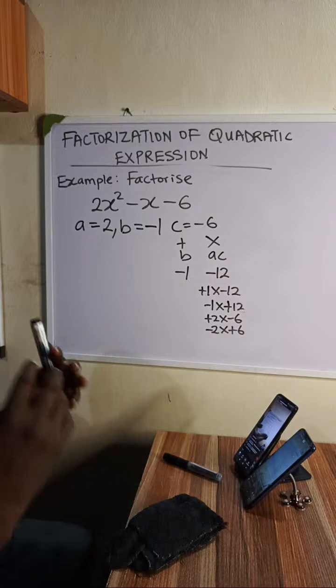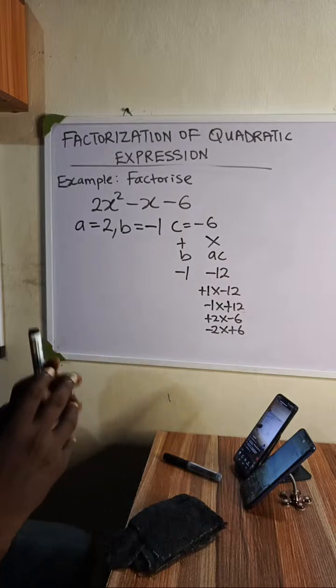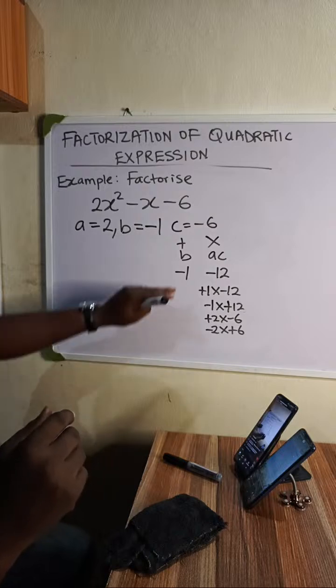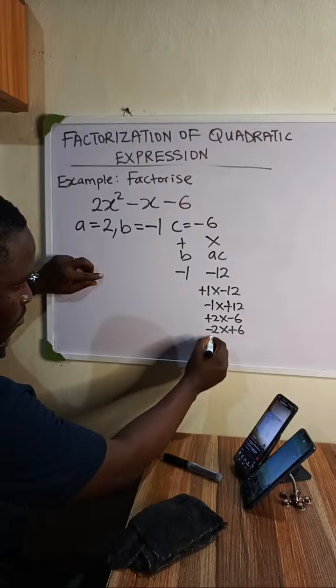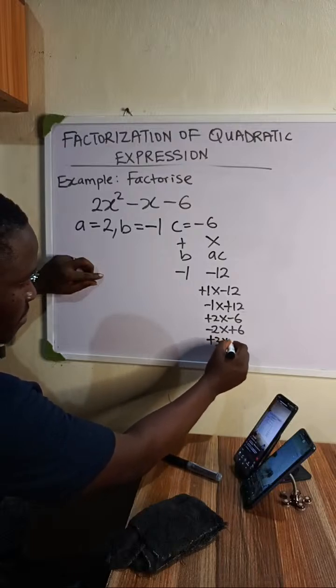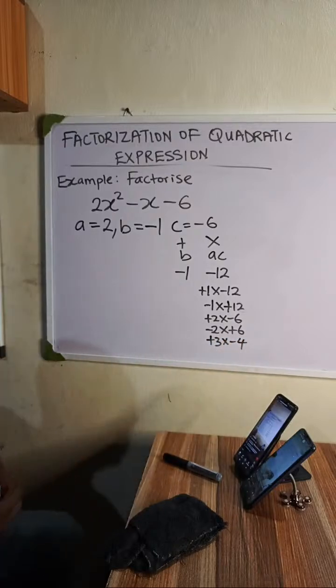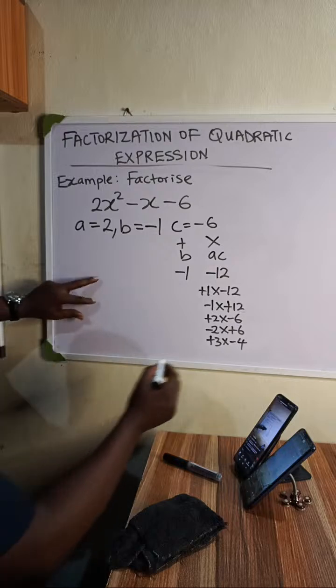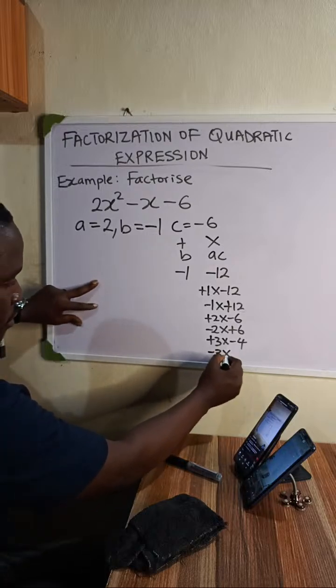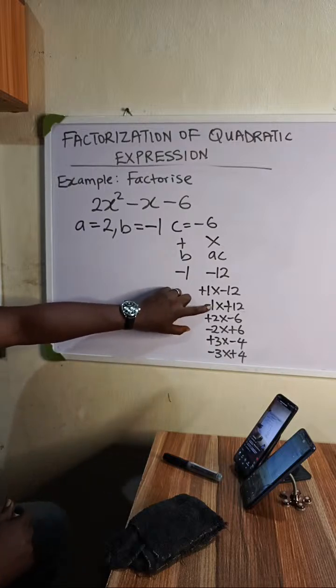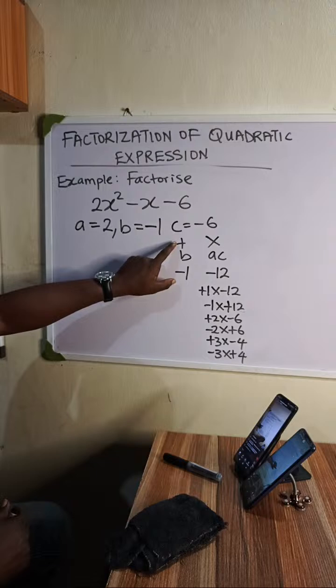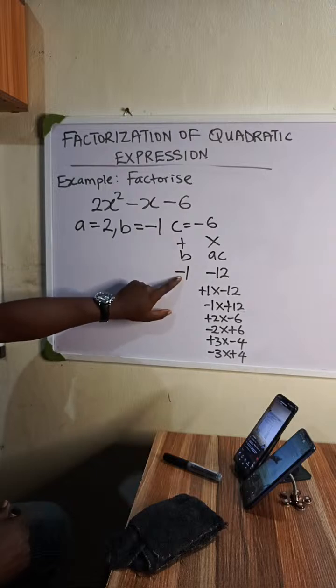So we are trying to exhaust all the numbers that will multiply themselves to give us minus 12 before we pick out the one that will add to give you minus 1. We also have plus 3 times minus 4 will give us minus 12. And then minus 3 times plus 4 will give you minus 12. Okay, correct? So if you look over here, now we want to add the values. We want to add them to see if they are going to give us B.